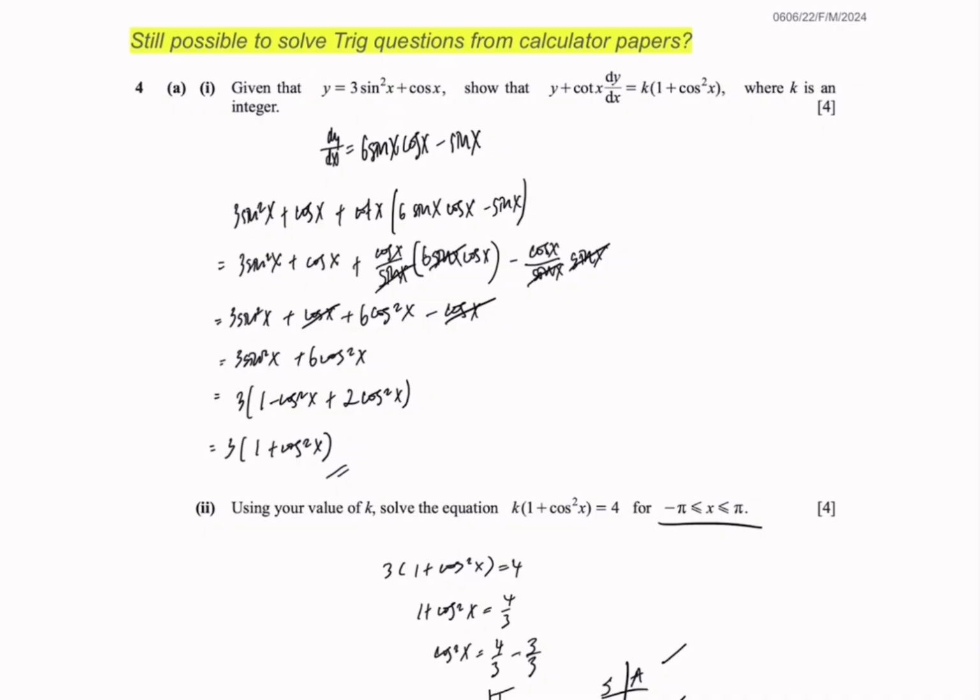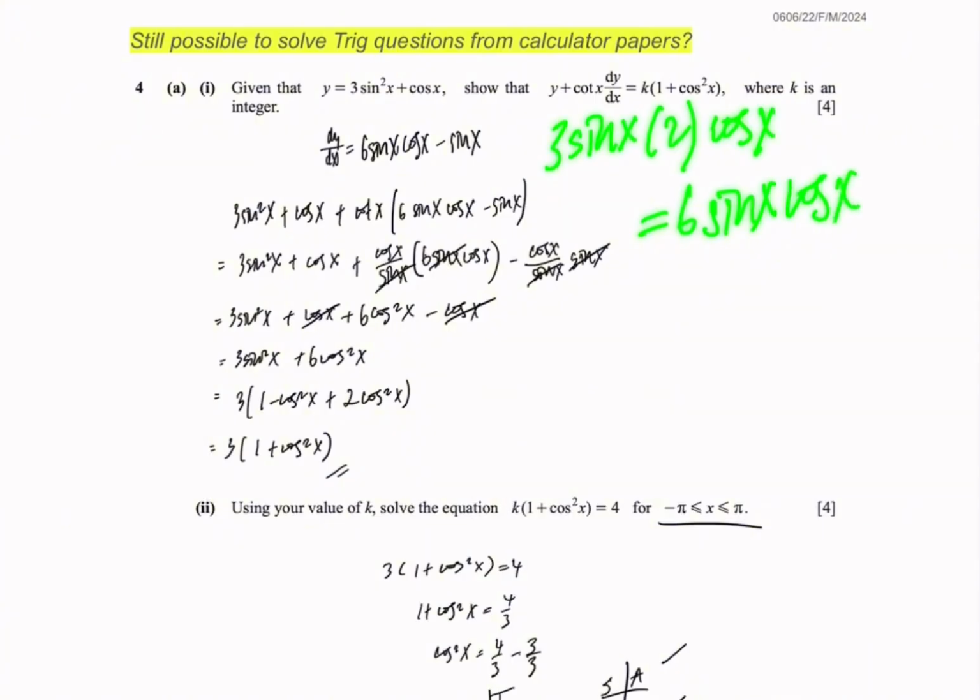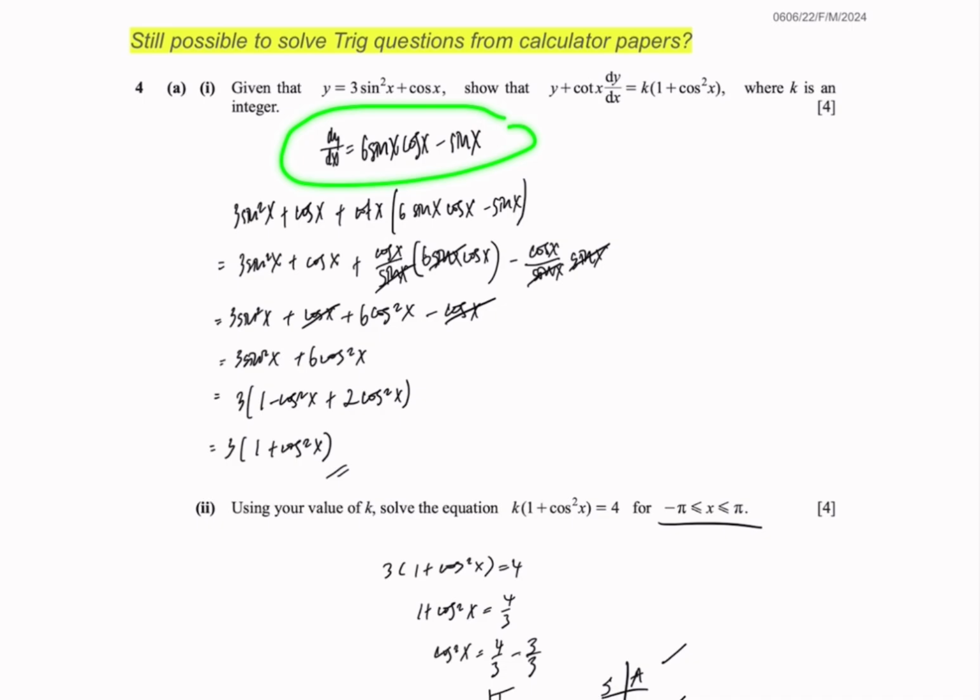The way I differentiate it is that you need to make sure it's 3 sine x times 2, and then differentiate sine as well. So it's like this to get 6 sine x cos x. And then if you differentiate cos x, it's minus sine x. So in the final will be this. And then if you look at this equation, y is this equation. Cot x you just write normally, and dy dx is from here. And then you will get this.